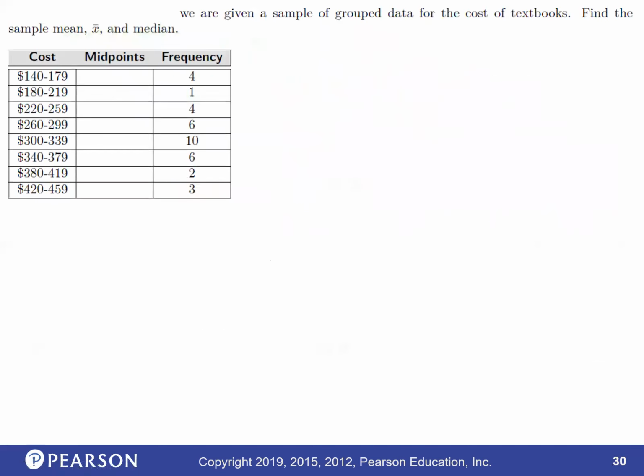Okay, your job. Here it is. Given a sample of grouped data, can you find the mean of the sample for the cost of textbooks? You've got to do some calculator work. Good. This one you write down. I'll give you a little bit of time. Do it yourself. First things first, you do have to find the midpoint of that first.